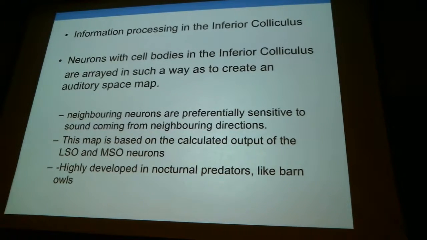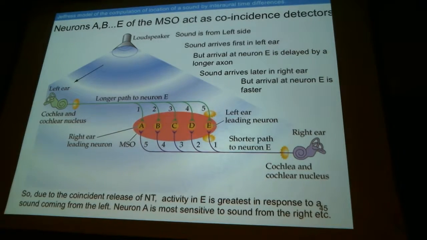All right, so why don't we stop there? Let me ask you, does anybody have any questions about what we covered today? Yes? Can you just go back and explain the ABCDE stuff again? Sure. What I don't understand is why E is the leading neuron when it has the longer axon?